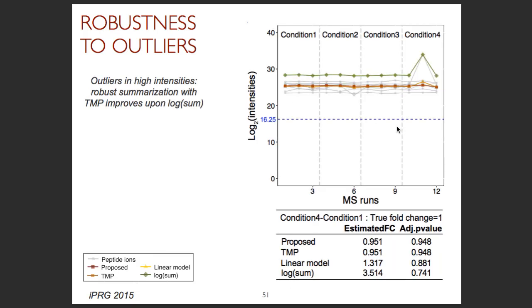But here's a situation where we have interference in a high-intensity peak, and log of sum will be the most affected. If you take the sum of peaks on the original scale and the highest peak is affected, well, the sum is affected, right? So you see here, comparing condition 4 to 1, log of sum gives a fold change of 3.5, when in reality it's 1, because this single peak was misquantified. Robust methods do better, and the linear model does a little bit better with that as well.